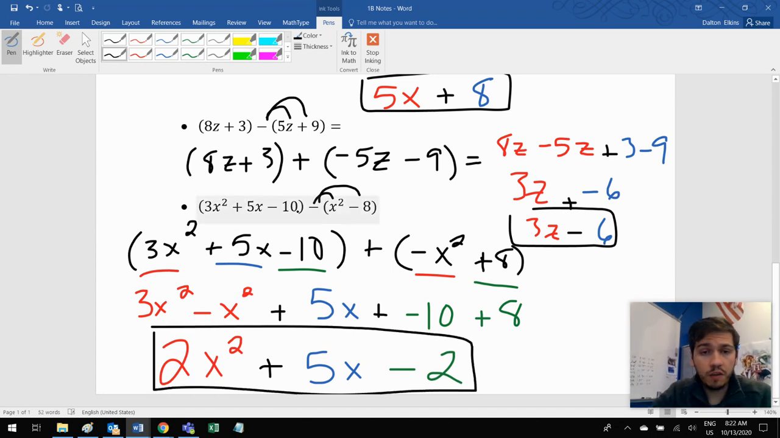Again, make sure when you see this negative in front of a parentheses, you change it to addition and you pay the toll to do so by changing everything in the parentheses. Everything following it needs to become the opposite.